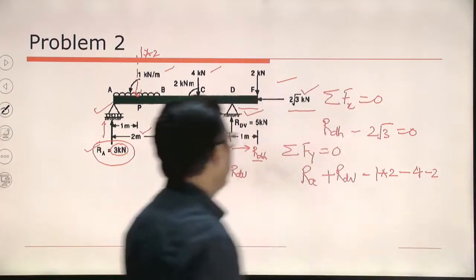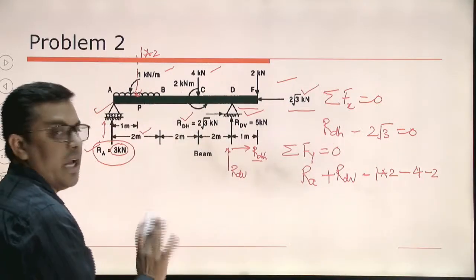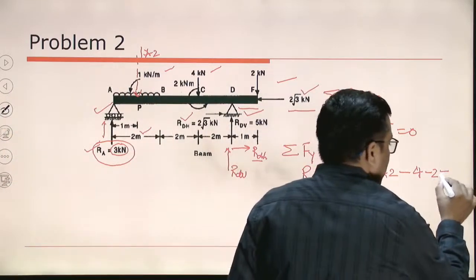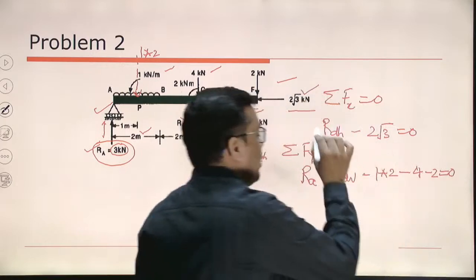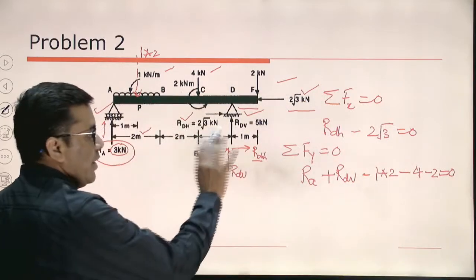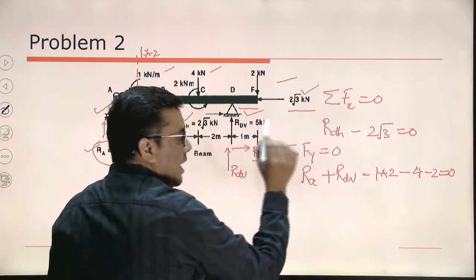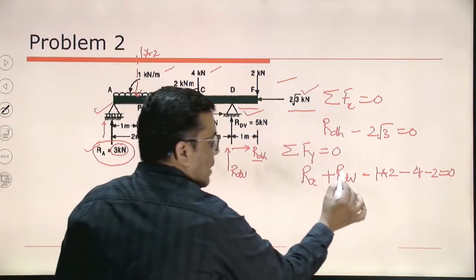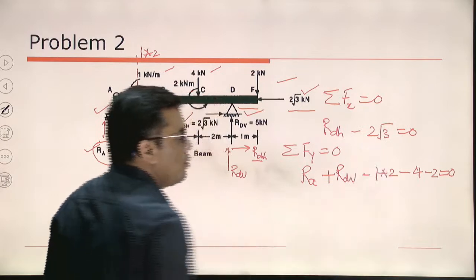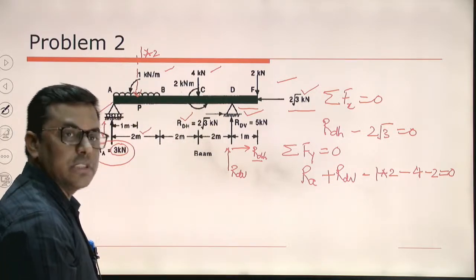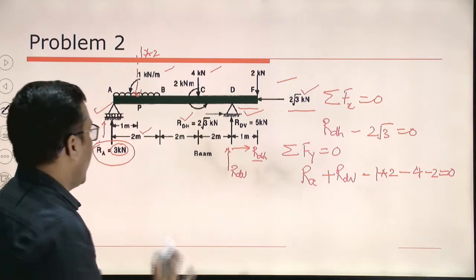Any other force in y direction? I am not getting any other force in y direction. So this is my equation number 2. इक्वेशन 1 हॉरिजॉन्टल फोर्स के लिए ऑलरेडी लिख दी थी, आंसर आ गया. Here I am writing for sigma Fy equal to 0. So RA plus RDV minus 1 into 2 minus 4 minus 2 equals to 0. Okay, is it clear? Any other force?